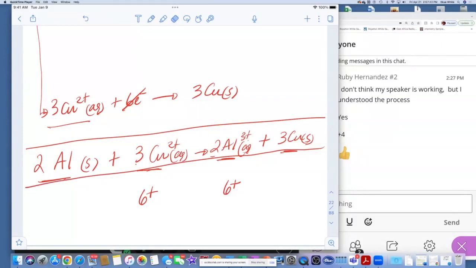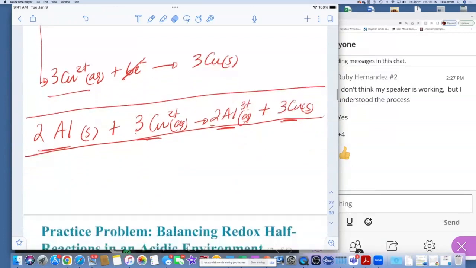So this right here is balanced. It's hard to tell if this is balanced in acid or base, but we're going to be balancing in acid and balancing in base as we go through the rules in more detail. So that's our first one.